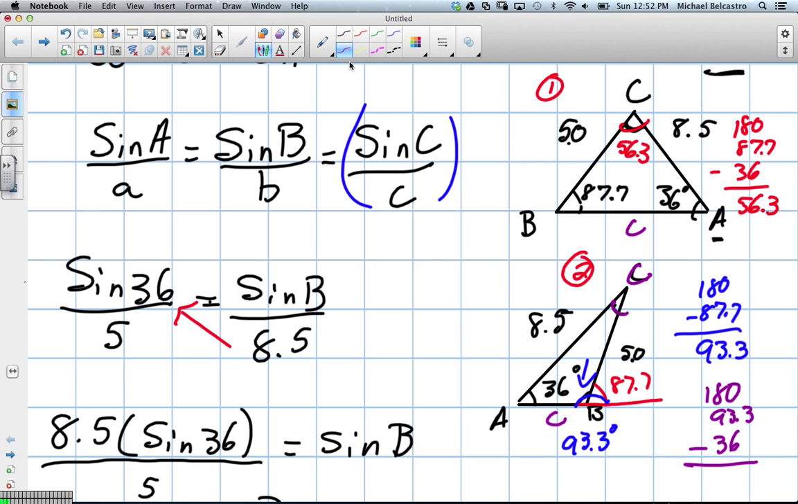Less than that, maybe around 50. What do you get when you subtract those? 50.7. Yeah, makes sense. So angle C in this case is 50.7. So now we're working with two different types of triangles because of those angles.